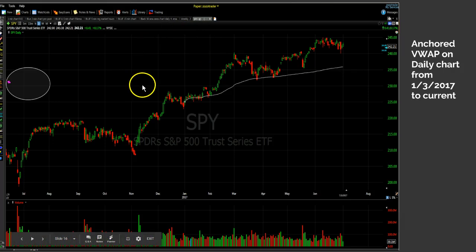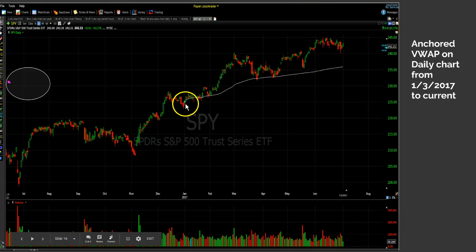Okay, now here we see SPY, and this is the SPY daily. All right, and this is called anchored VWAP. This is on the daily chart from January 3rd, 2017 to current time. And here's the candle, and you go over here where my arrow is, and this is TC2000 charts, and you click on this, and the candle that it's on is that January 3rd, 2017 candle.